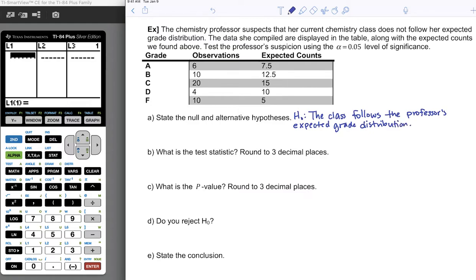The alternative hypothesis is always that the random variable does not follow the distribution, so we will say H1 is the class does not follow the professor's expected grade distribution.